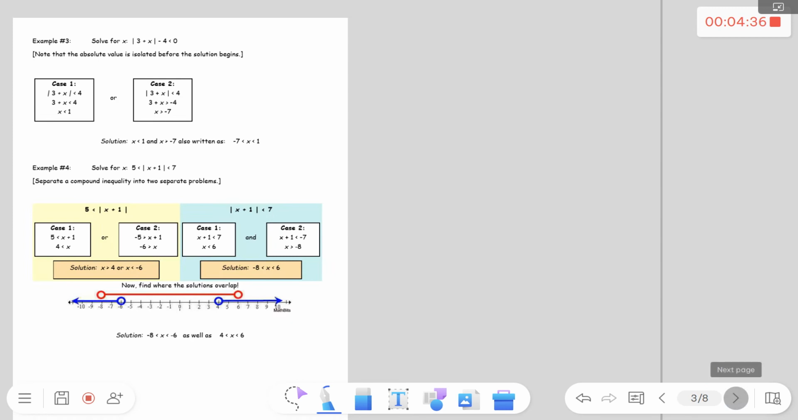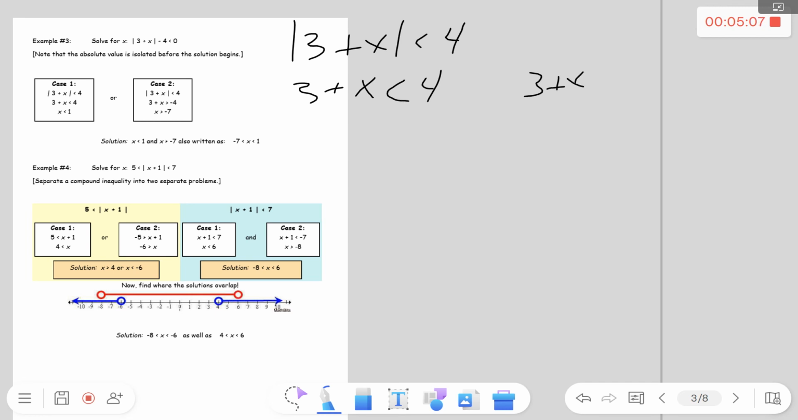As we look at the next page, we have a situation here where there's a number being subtracted on the outside. I can't deal with that until everything has been moved away from the absolute value. I need a clean absolute value before I can start trying to change signs. So I'm going to end up with the absolute value of 3 plus x, and I'm going to move that 4 over with addition, is less than 4. So now I'm going to take both cases here. And the situation is 3 plus x is less than 4, and 3 plus x is greater than negative 4.